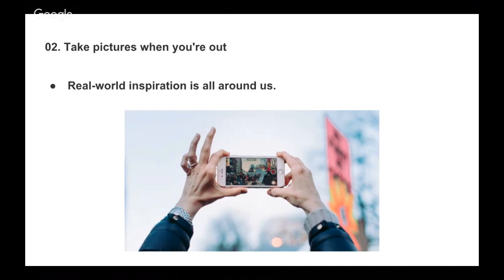They don't have to be great photos in the traditional sense. It's all about capturing thoughts, impressions, themes, and feelings.